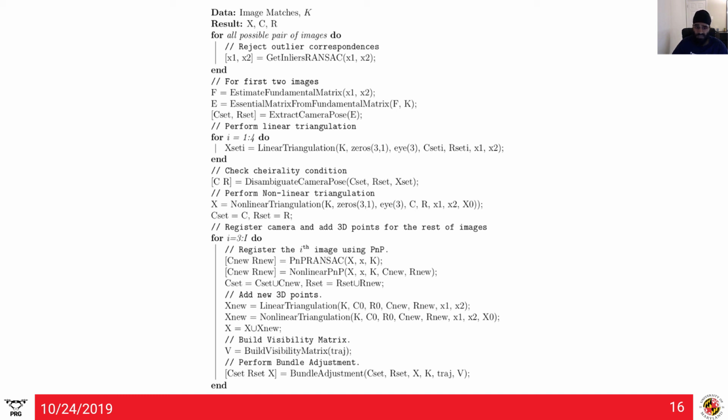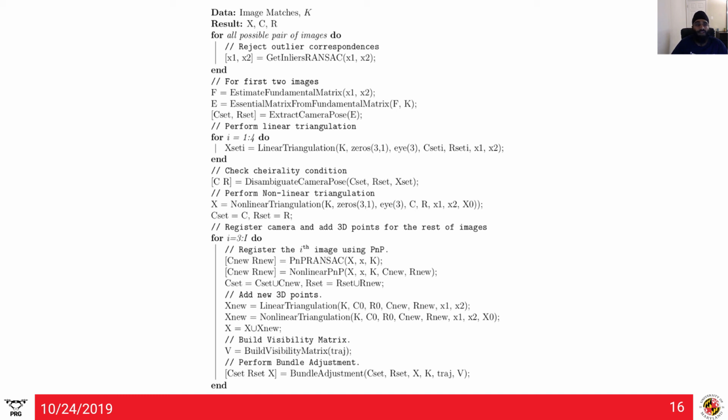Now this is the camera registration problem, where I'm basically using PnP and non-linear PnP to get my 3D world points and camera poses, and then I'm putting everything into a big chunk of optimizer, which literally optimizes my C, R, and X together, which is called bundle adjustment.